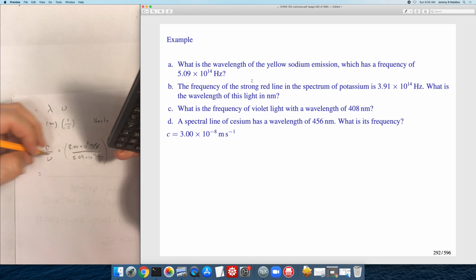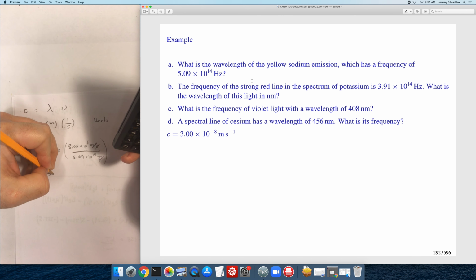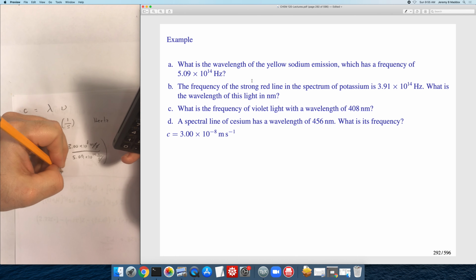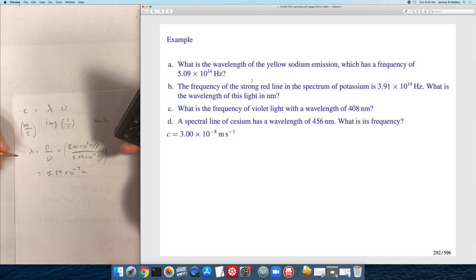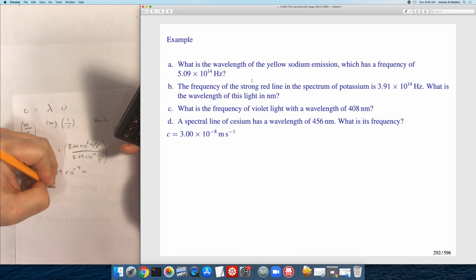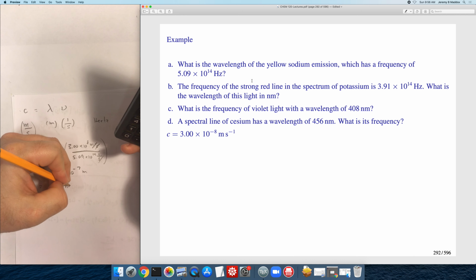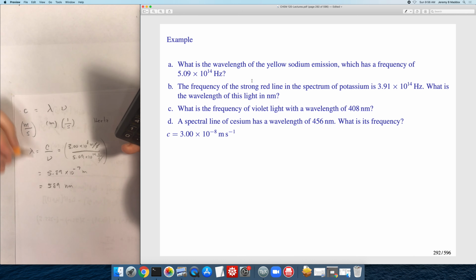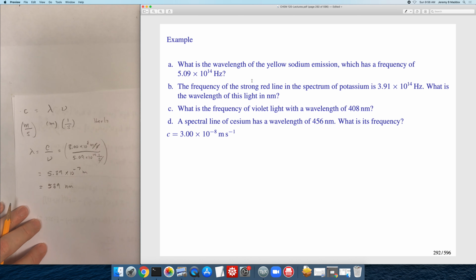And so I'm getting a value of 5.89 times 10 to the minus 7 meters. It is common to express this in units of nanometers, and so that would be 589 nanometers. Very often the wavelength of visible light is expressed in terms of nanometers.